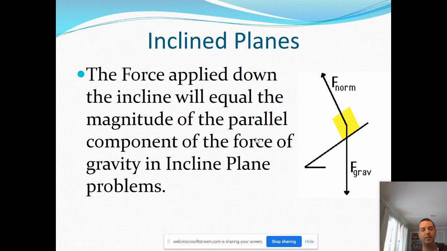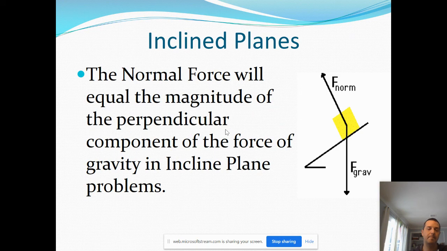Now, if we're talking about the two components of the incline, the force applied down the incline is always going to be equal to the magnitude of the parallel component. So if you take gravitational force and you find the parallel component of gravitational force, that's what's going to be directed down the incline. If there's any friction in this problem, or say the object's stationary on the incline, that parallel force is going to be what's equal to the frictional force.